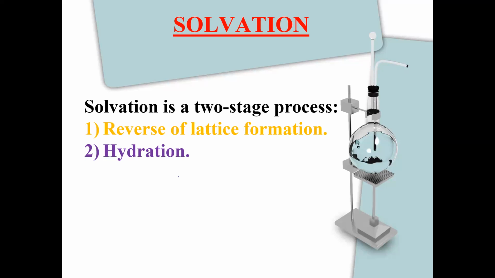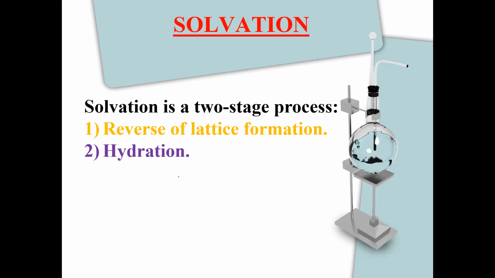Can you tell me what is reverse of lattice formation? Maybe breaking the bonds between the oppositely charged ions in the lattice. Can you repeat what this is? Breaking the ionic bond between the oppositely charged ions in an ionic lattice. This is basically breaking down of the lattice.